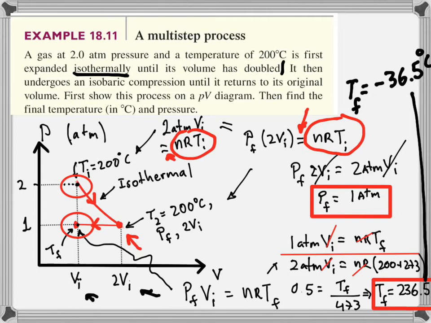TF will be 0.5 times 273, which gives you 236.5 Kelvin. They want the final temperature in degrees Celsius, so we convert 236.5 Kelvin to Celsius by subtracting 273, and that gives you a negative temperature. So the final temperature is minus 36.5 Celsius. The gas ends up quite a bit colder. It started at 200 Celsius and ended up at minus 36.5 Celsius after the isothermal and the compression have been done to the gas.